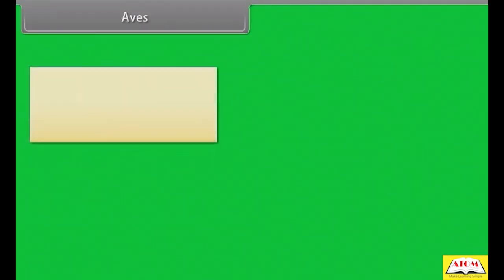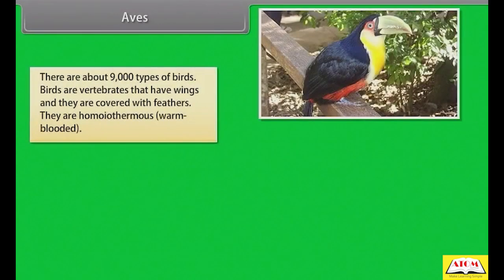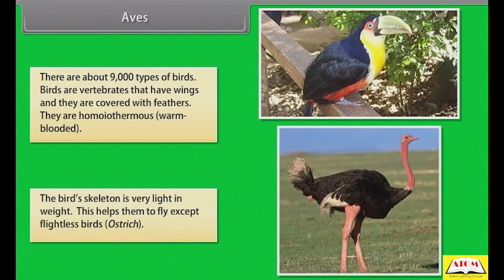Aves. There are about 9,000 types of birds. Birds are vertebrates that have wings and they are covered with feathers. They are homeothermous, or warm-blooded. The bird's skeleton is very light in weight. This helps them to fly, except flightless birds, for example the ostrich.